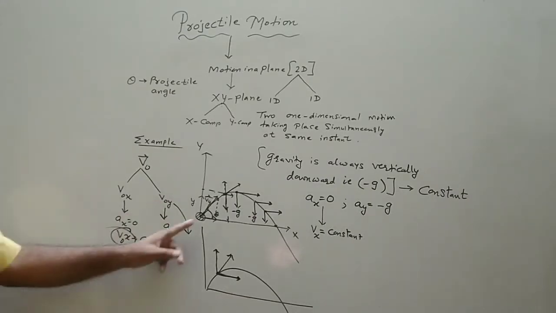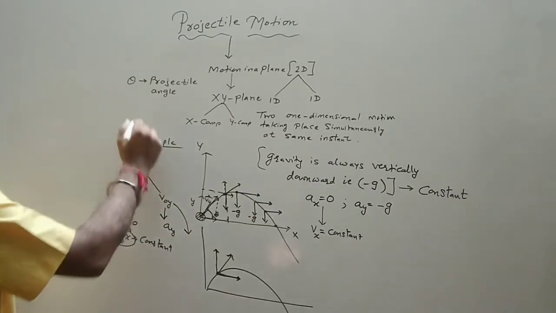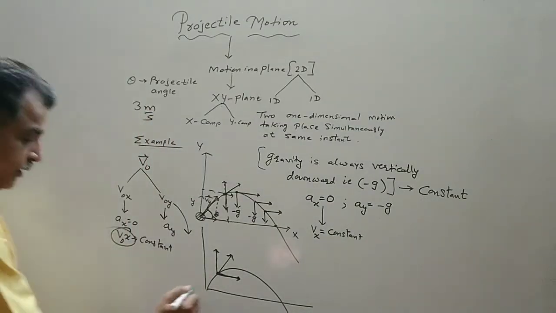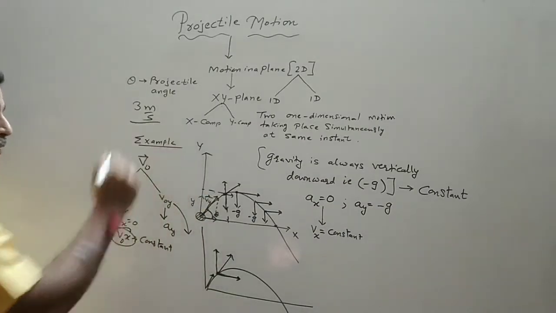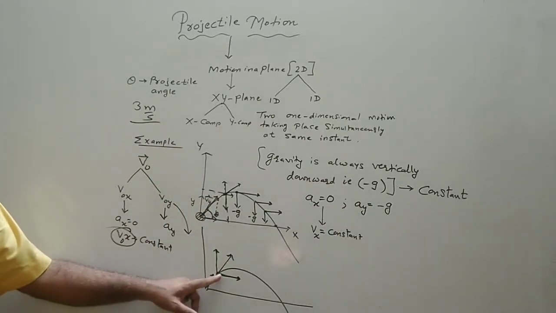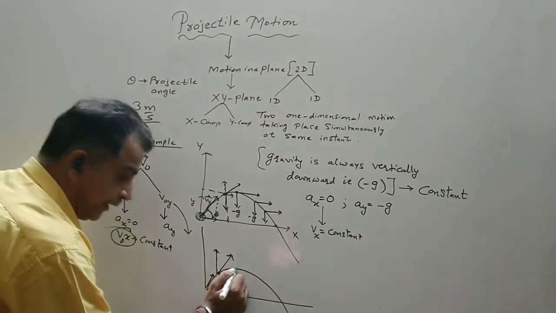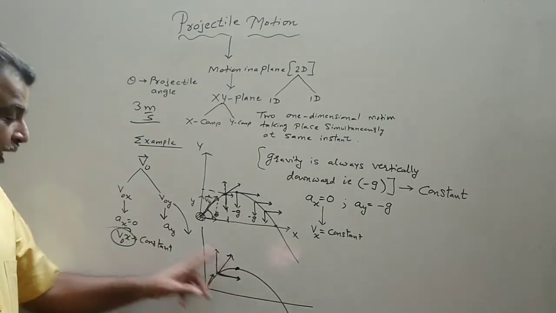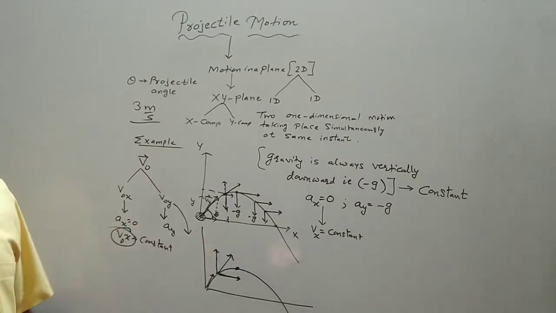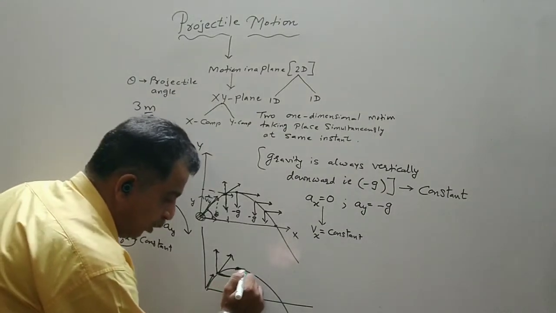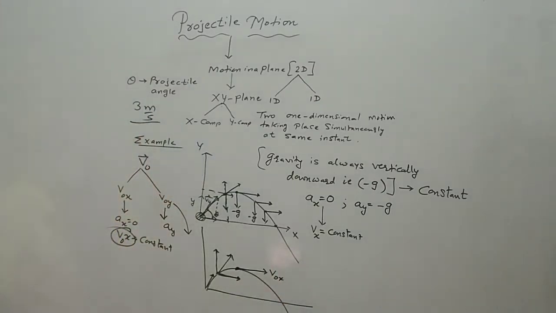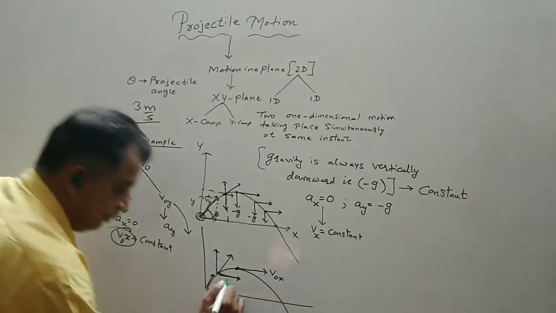So let us assume that you kicked a football with a speed of 3 meters per second. This is the initial velocity we have taken. While going up, its velocity will keep on decreasing. Say it becomes 2, then it becomes 1. At this point, this is the highest point. Here the y component of velocity will become 0, but there will always be a horizontal component which is constant, v naught x, at every instant. This will be v naught x. Here it will be v naught x.